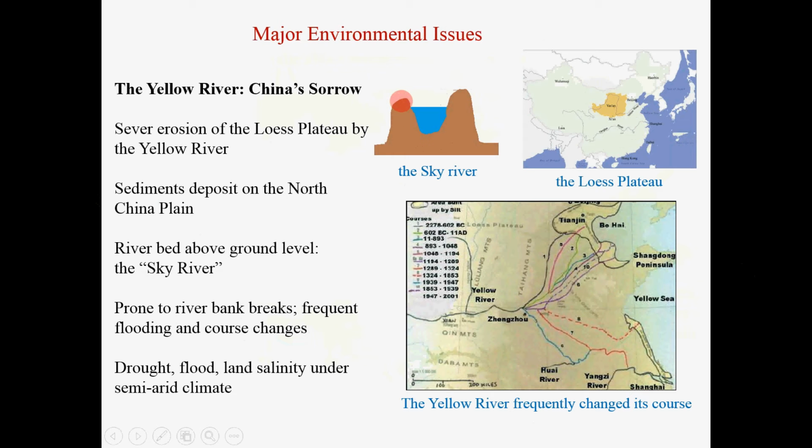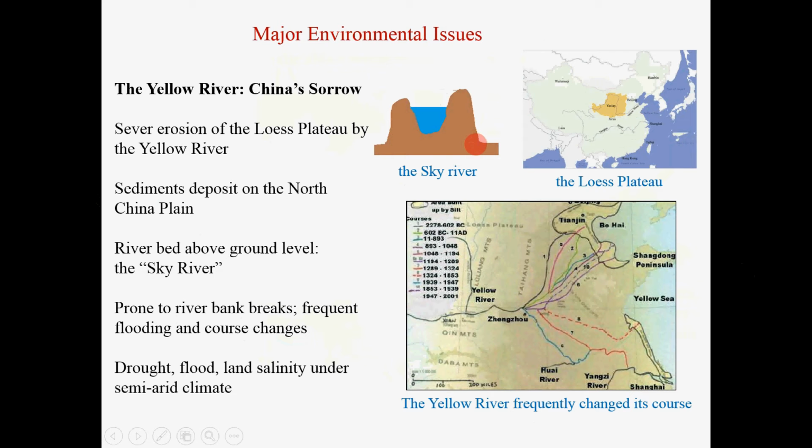To retain the water within the river channel, you have to build those river banks even higher. So this keeps going. When the bottom of the river becomes higher, they try to build the river bank even higher. So over time, you see what we call the sky river. That is, the bottom of the river becomes higher than the land that surrounds the river.